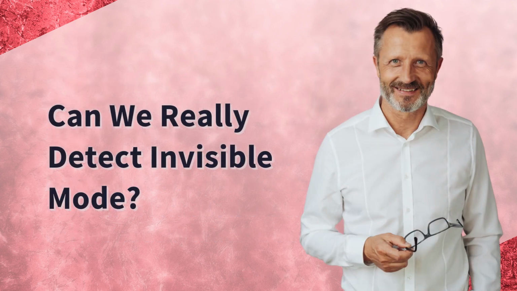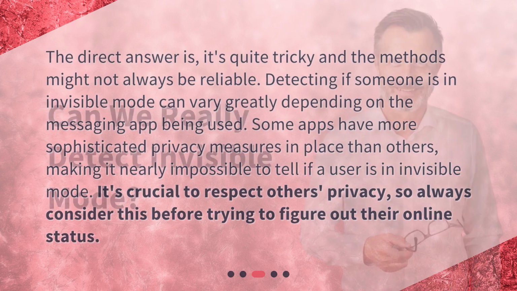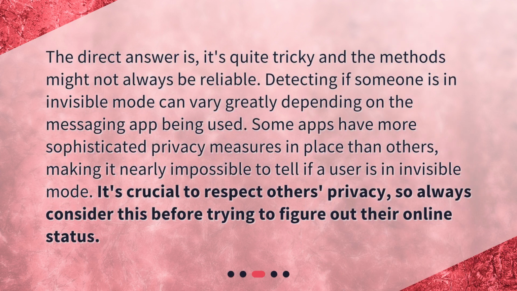Can we really detect invisible mode? The direct answer is, it's quite tricky and the methods might not always be reliable. Detecting if someone is in invisible mode can vary greatly depending on the messaging app being used. Some apps have more sophisticated privacy measures in place than others, making it nearly impossible to tell if a user is in invisible mode. It's crucial to respect others' privacy, so always consider this before trying to figure out their online status.